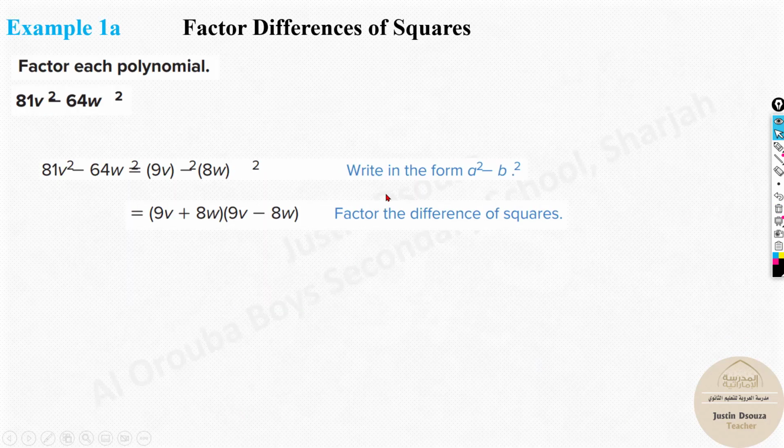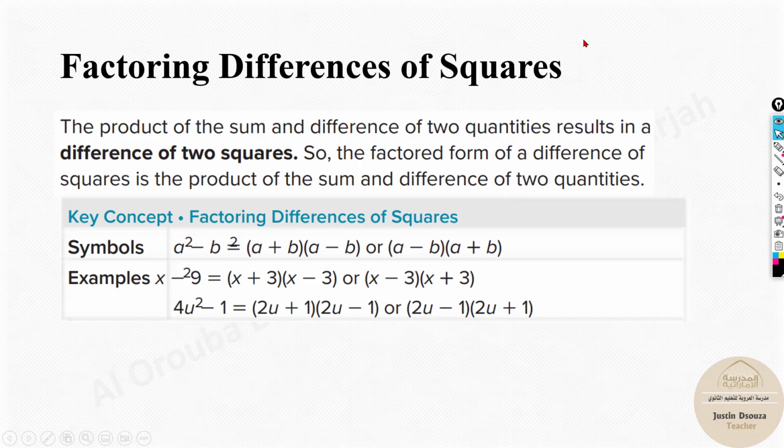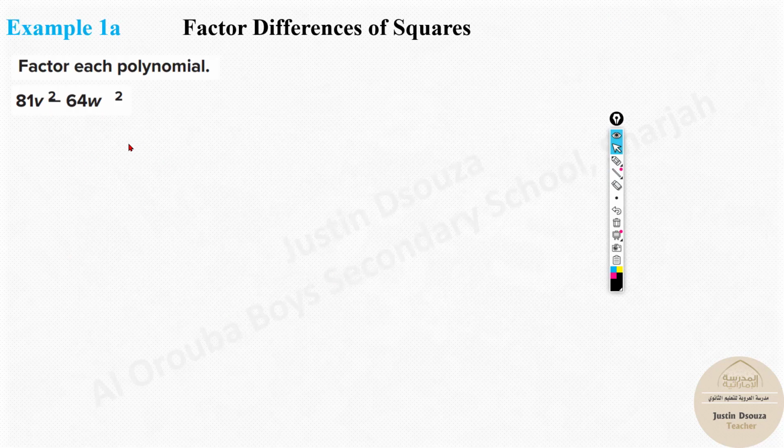Now we will solve some problems. I'm sorry with the presentation, I just sorted it now. Okay, 81v squared minus 64w squared. First thing, you can see this is in terms of a squared minus b squared form. It is factoring differences of squares, right? So what you need to do over here is find the square root. There are other methods as well, but I feel this is one of the easiest methods.